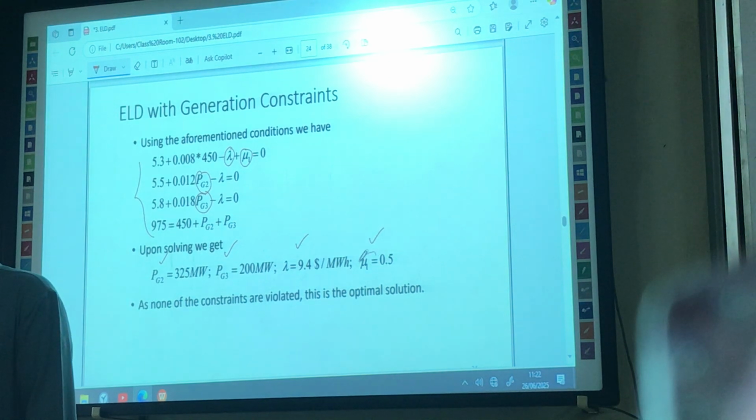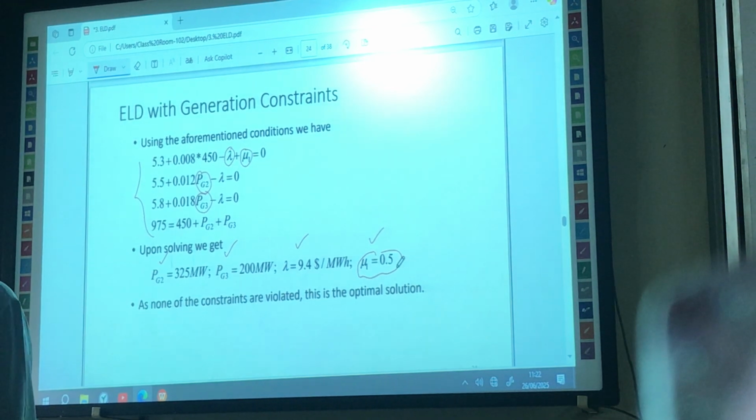Look, mu1 is not 0, it is 0.5. That is a positive value, greater than 0. And look at the Pg2, it is within the limit. Also Pg3 is within the limit. And Pg1 is 450 megawatt. That was the maximum limit.